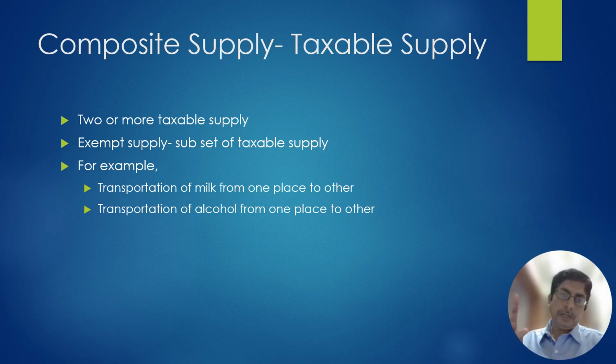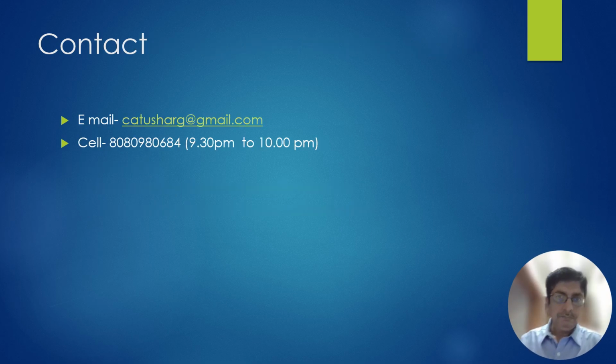However, if there is a supply of alcohol for human consumption from one place to another, then alcohol is not a taxable supply. Taxable supply includes exempt supply, but taxable supply will not include non-taxable supply. Alcohol is outside the purview of GST. Therefore, this is not a composite supply. The service element exists separately. You need to pay the GST on that service. This is how we discussed the concept of composite and mixed supply.